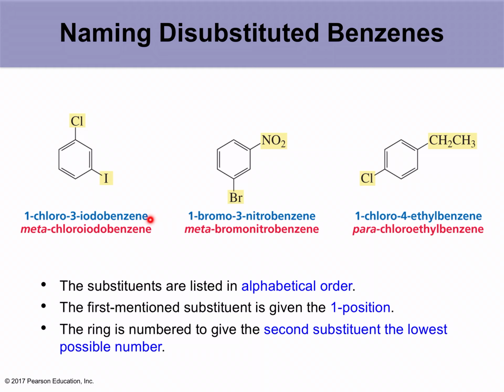Or you can say meta-chloroiodobenzene. The first mentioned substituent is given the 1 position. The ring is numbered to give the second substituent the lowest possible number.